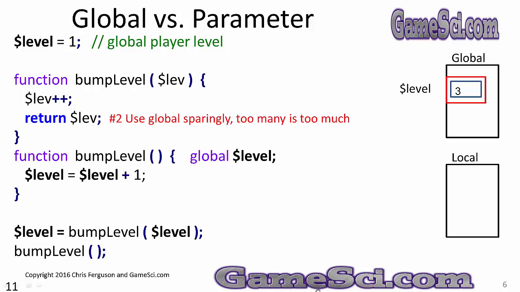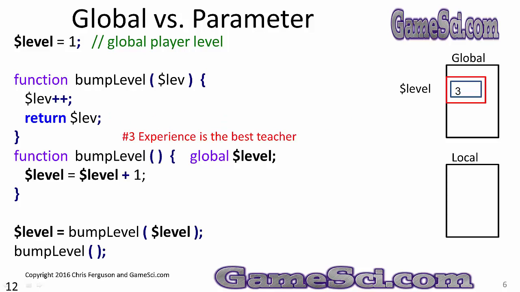Option number 2, global variables, again, we want to use those sparingly. Too many is too much. If I have 50 global variables, it is very hard to keep track of all of those. So we want to use global variables when needed, but we don't want to use them all the time. Third point I'll make is experience is the best teacher. When you've done it over and over again, and you start to see the advantages of parameters and return values, you'll know when to use them. You'll see when to use globals too.